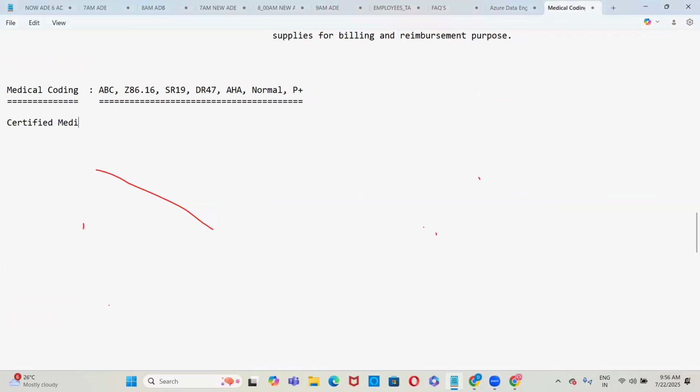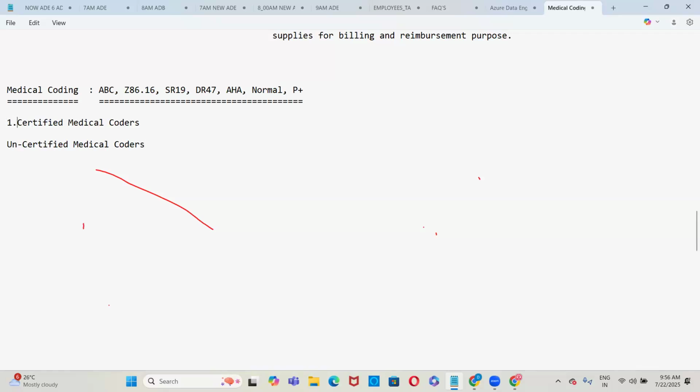Certified medical coder, and uncertified medical coder. These are the two types of coders we have. Obviously, an uncertified medical coder will not be paid much, as we already discussed yesterday.